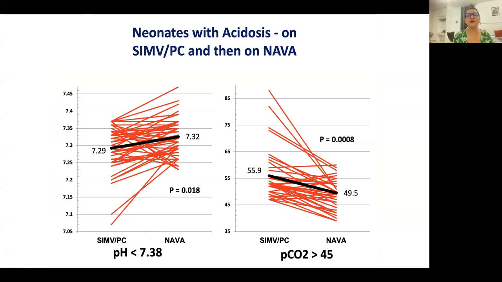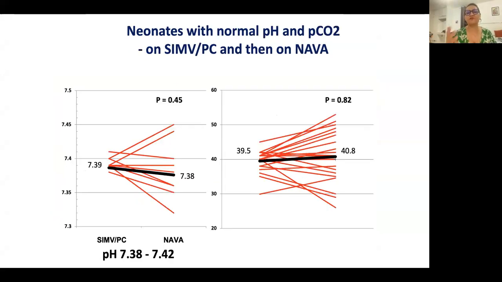Now, if you compare SIMV, pressure control, and Nava, if a baby is acidotic and you shift from SIMV or pressure control to Nava, you will find there is a difference. The pH, which was 7.29, has increased to 7.32, and the CO2, which was 55.9, dropped down to 49.5, and it is quite significant. However, if you put a baby from SIMV or pressure control to Nava who has a normal pH and PCO2, there is not going to be much difference. So 7.39 to 7.38, not a big difference. PCO2 of 39.5 to 40.8, not a big difference. So there is no point putting those babies into Nava.